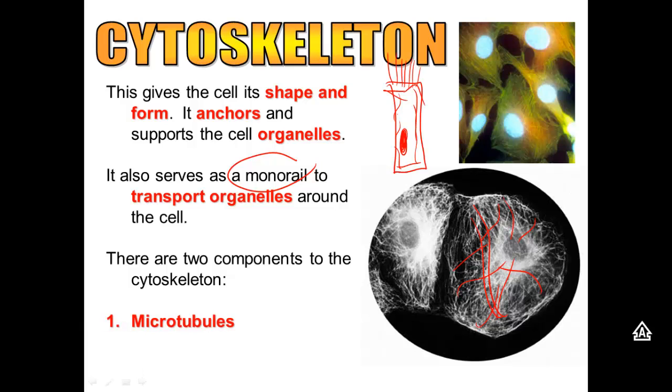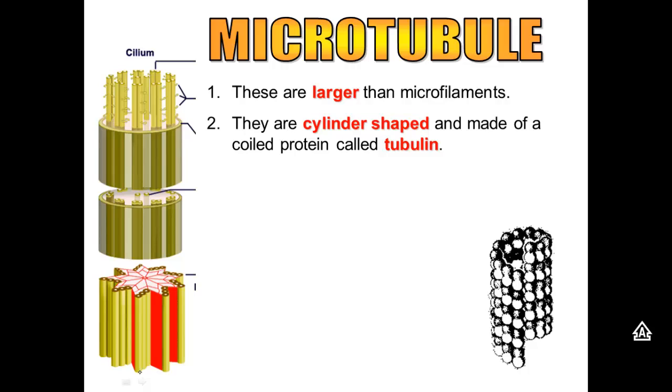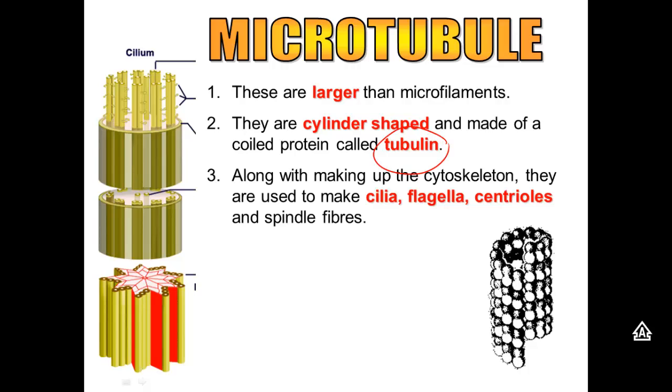There are the microtubules, which are quite large in comparison to the microfilaments. Microtubules are made of a protein called tubulin. It's a cylinder shape, and they make up three different things in the cytoskeleton. They make up the cilia and help anchor the cilia to the cell. They make the flagella and do the same thing. And they also make centrioles, which you would have learned about in your discussions of mitosis in grade 9.